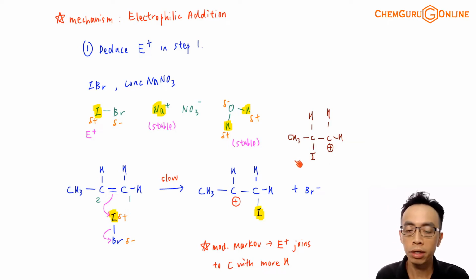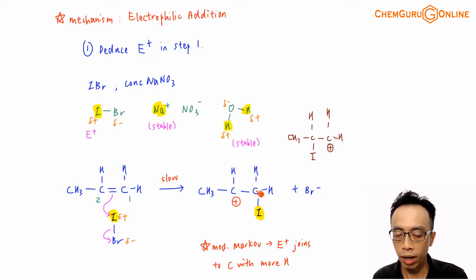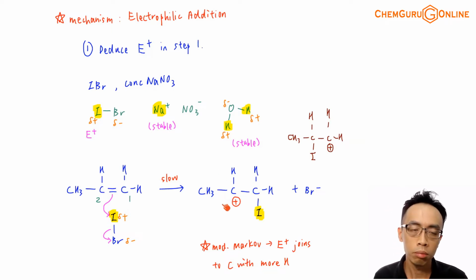So the first thing we've determined is that the most likely carbocation formed will be this: iodine joined to carbon position 1, then the C+ is on carbon position 2.